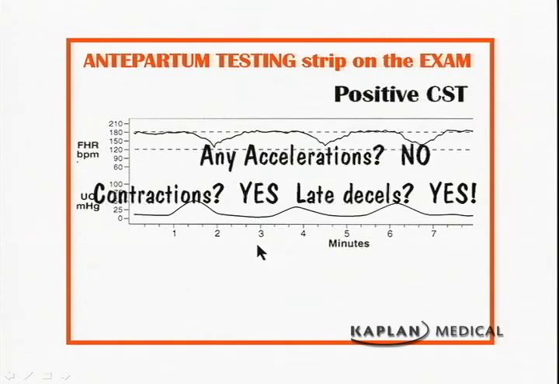Next, are there any accelerations? Do you see any accelerations here? I don't see any. It's very flat. We'll call this a non-reactive NST, positive CST. Notice the baseline fetal heart rate. It's about 180 beats a minute. So we have tachycardia, decreased variability, non-reactive NST, positive CST.